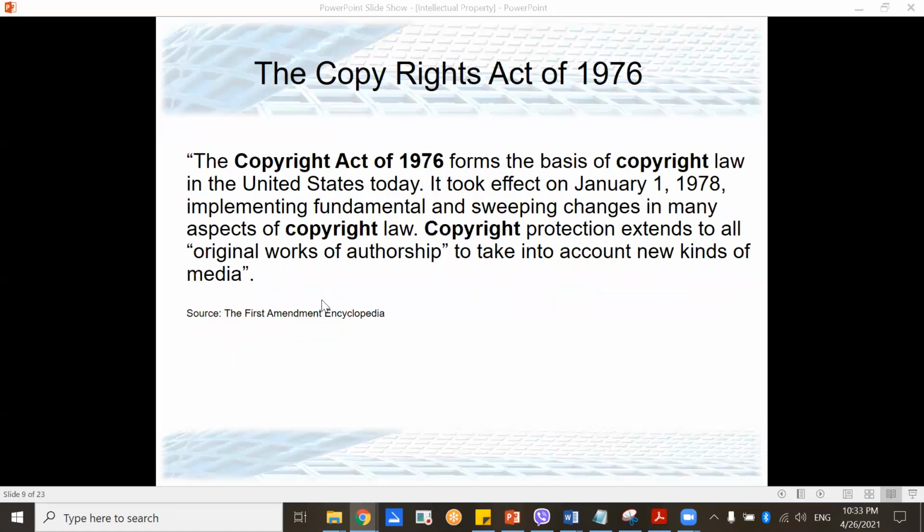We talk about one of the laws here, the Copyright Act of 1976. That act forms the basis of copyright law in the United States today. It is dated 1976, but it took effect on January 1st, 1978, implementing fundamental and sweeping changes in many aspects of copyright law. Copyright protection extends to all original works of authorship, to take into account new kinds of media.